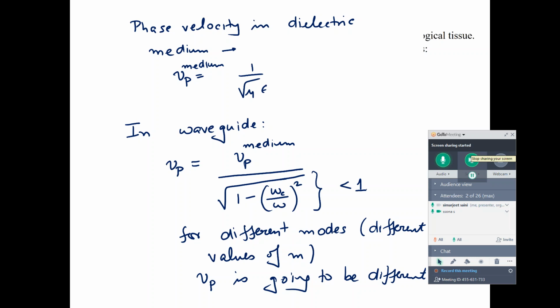This is 1 minus (omega c by omega) squared. The phase velocity will only exist for omega greater than omega c. So this term over here is going to be less than 1, telling you that the phase velocity in the waveguide is going to be greater than the phase velocity in the medium. The phase velocity in the waveguide is going to be greater than just 1 by square root of mu epsilon.